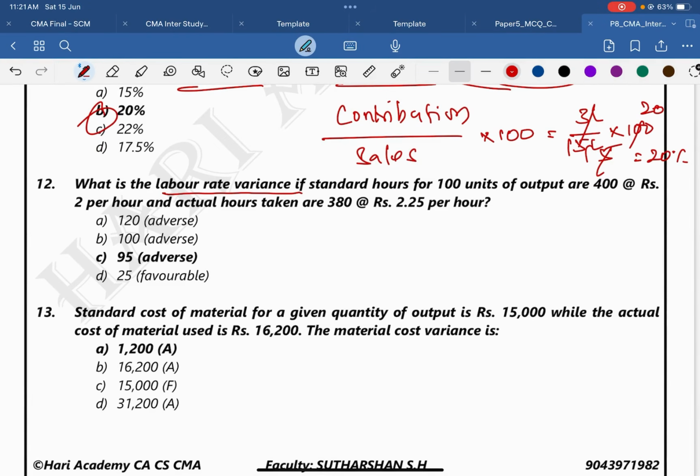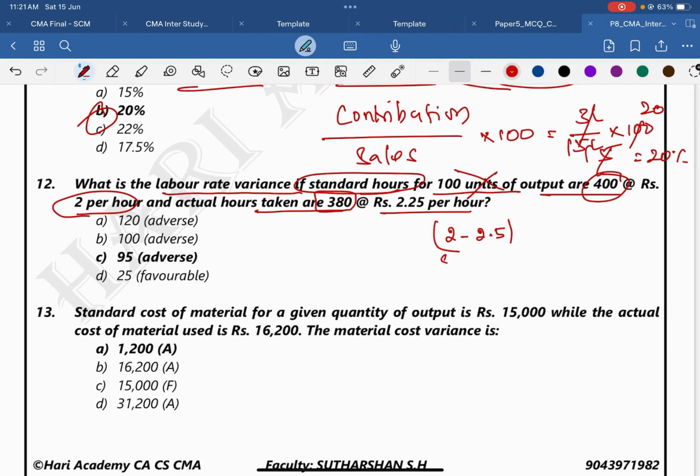What is the labor rate variance if the standard for 100 units of output was 400 hours at rupees 2 per hour, and the actual hours were 380 at 2.25 per hour? 100 units is not important here. Labor rate variance is there. So what you will do? Standard rate minus actual rate into actual hours: 2 minus 2.25, that is nothing but 0.25 into 380, which will give you the value of 95.